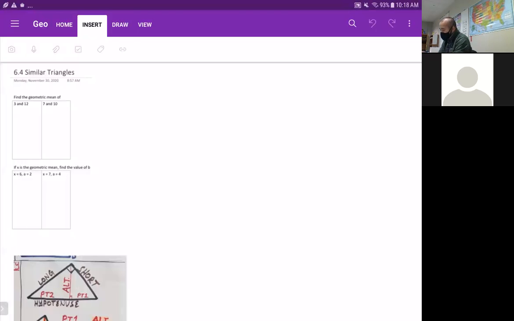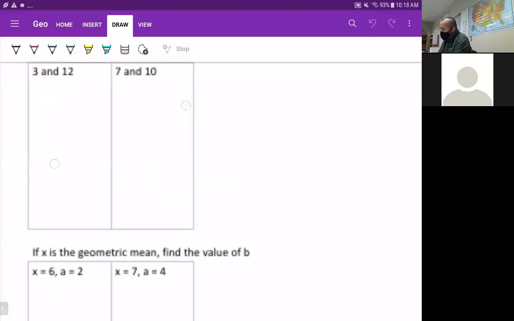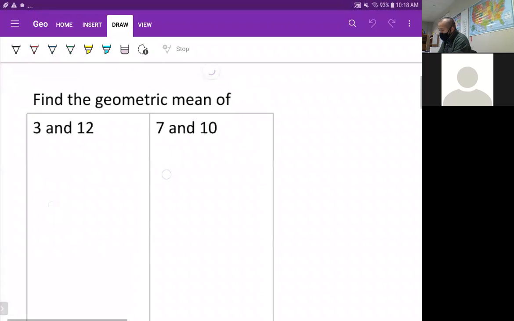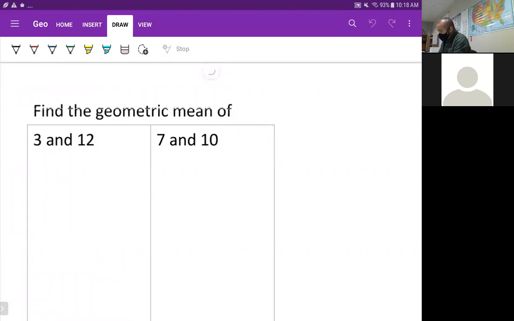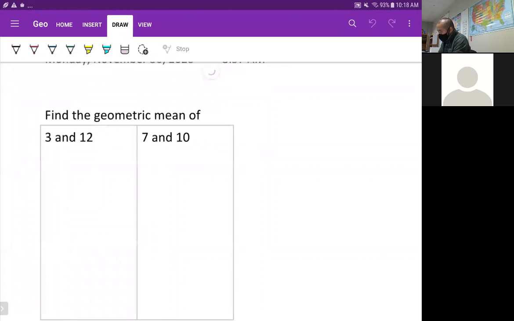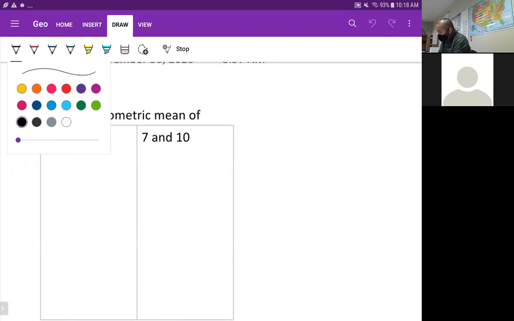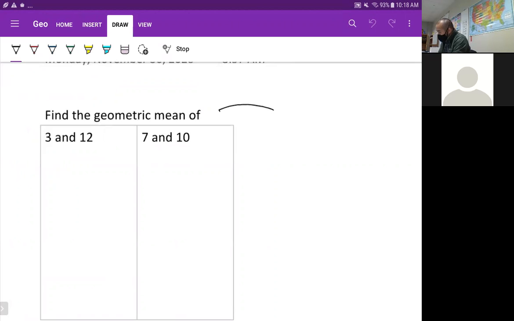So it's 6.4, similar triangles. We want to find the geometric mean of these numbers. So when you're doing geometric mean, it's the square root of the two numbers multiplied together. The square root of the product.